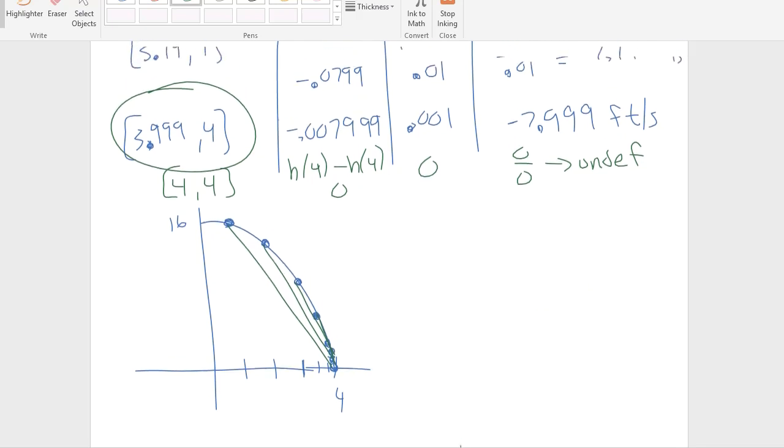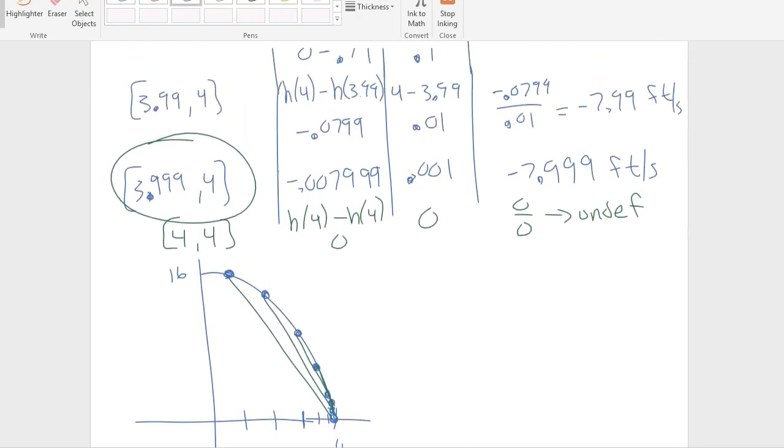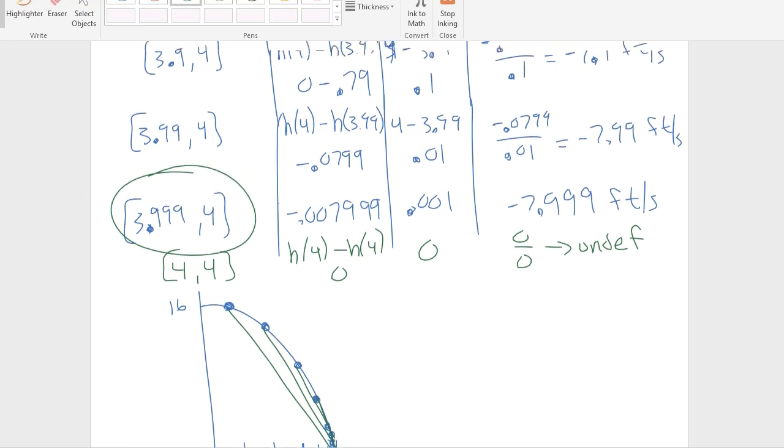So if we scroll back up for just a second in our table, we can see what's happening with the denominator, our delta x, if you will. These values go to 0. My delta t is going to 0. And what that tells me then is that my average velocity, or I should just say my velocity, it's not becoming average anymore. It's becoming an actual velocity. So my velocity is approaching, it looks like, -8 feet per second.